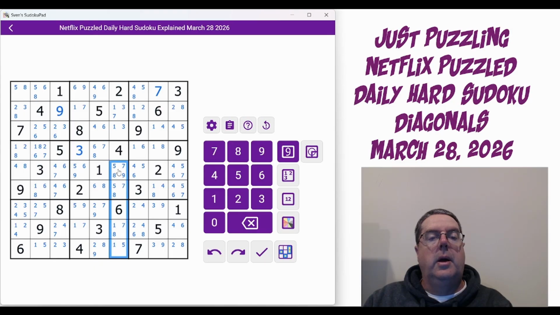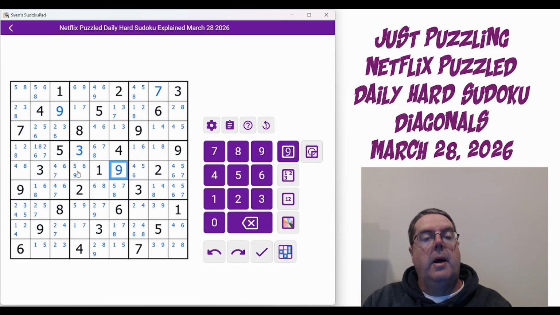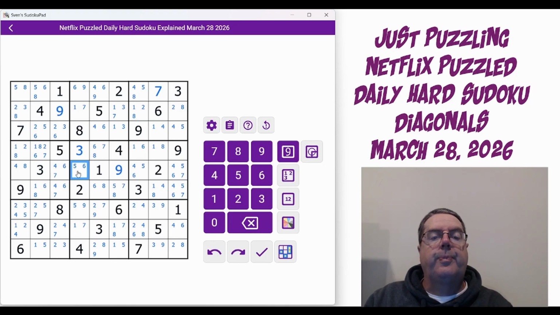So that's 1, 5. So what that means is 9 is only in one spot in this column, and that's there. So 9's not here because of the 1, 5. 9's not here because of that. 9's not here because of that. And 9's not here because of that. So that's definitely a 9 there. That means this can't be a 9. And so that's a 5, 6, 5, 9, 6, 9.